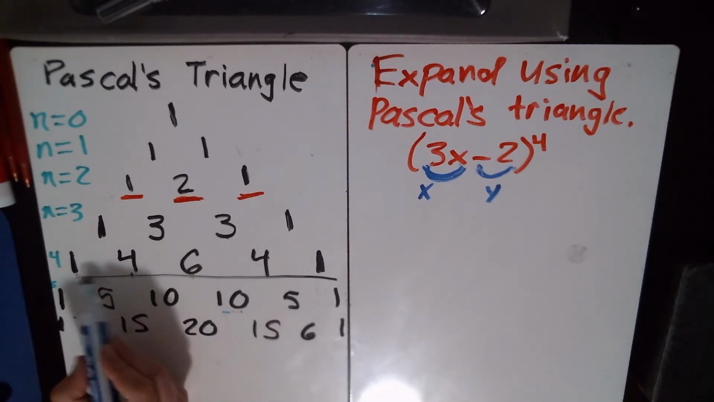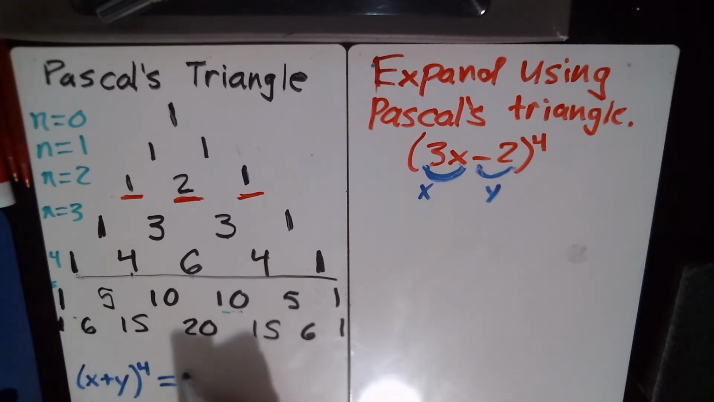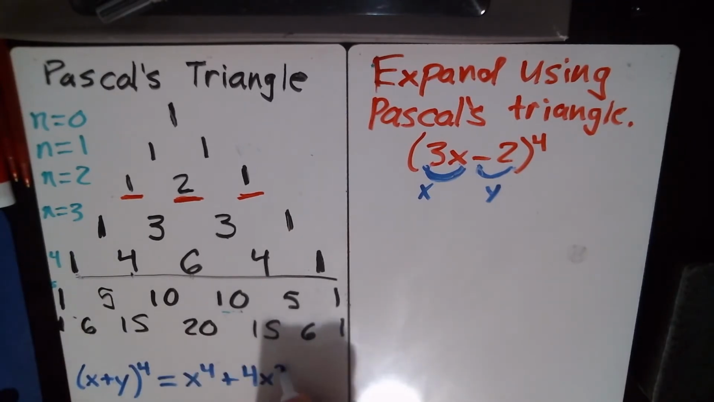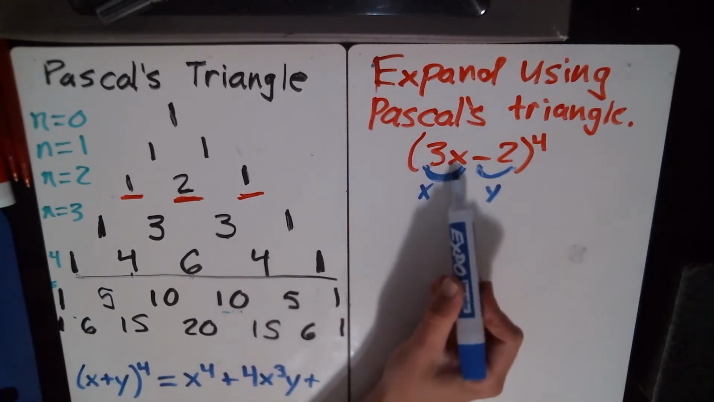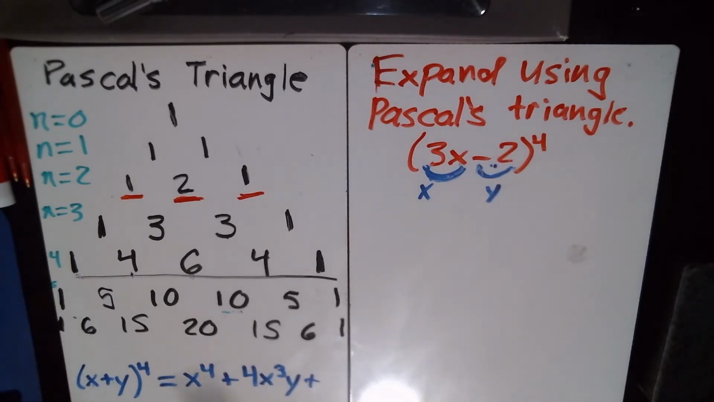Pascal's triangle tells me that when I do (x plus y) to the 4th power, I go along this row and get x to the 4th, and then I decrease the power on the x, so x cubed y, and I keep going. In this case, 3x takes the place of x, and -2 takes the place of y. So I do the same thing, I just plug these in for x and y. Okay, so let's do that.